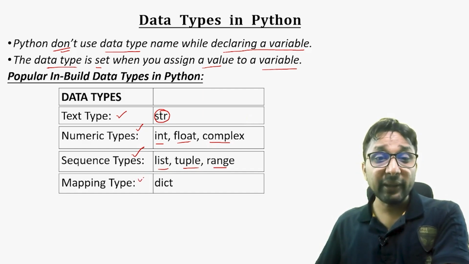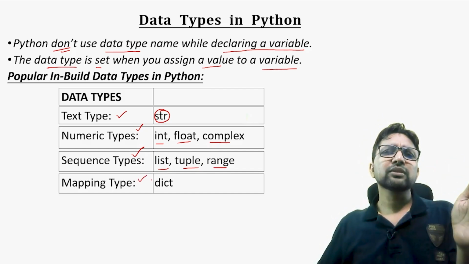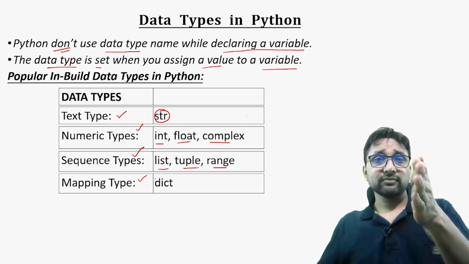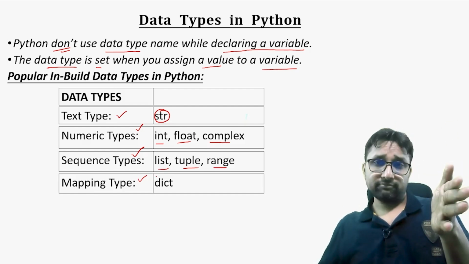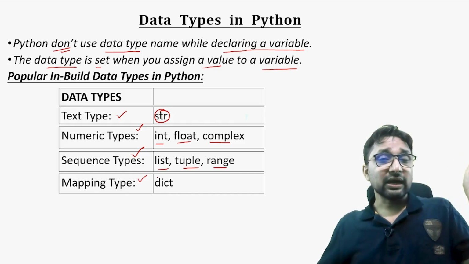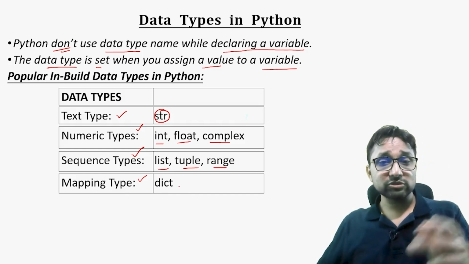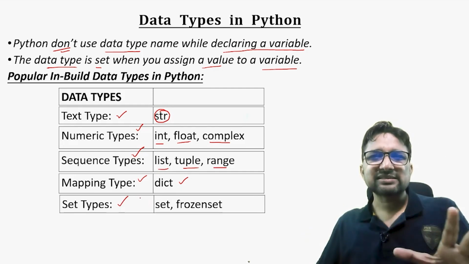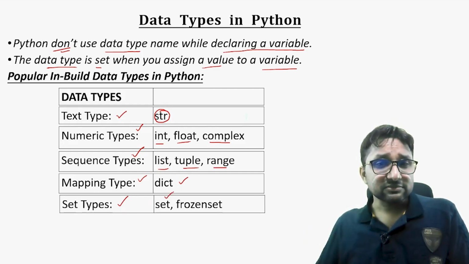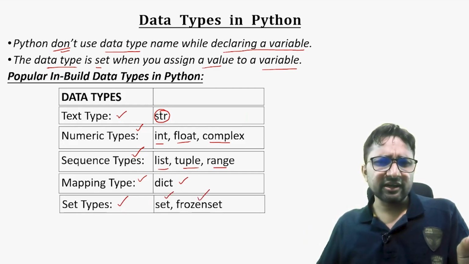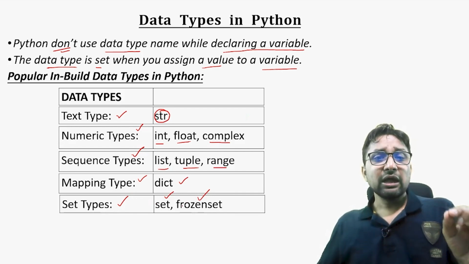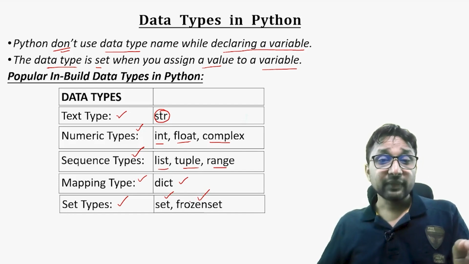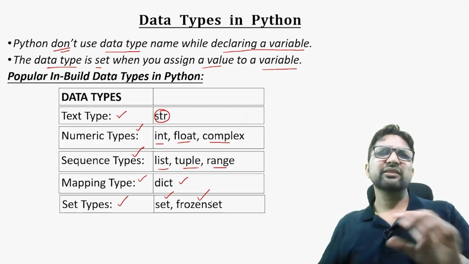Another one is mapping data type, means you can map two values. For example, what is name? Puneet. What is your roll number? 35, maybe like this. So we are mapping two values, and for that we use the dictionary data type. Set data type, just like maths sets, we have set or frozen set. There is a little difference between set and frozen set. Sets are mutable, means their value can be updated, and frozen sets are immutable, their value cannot be changed.